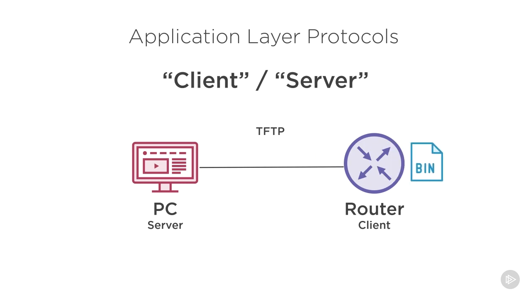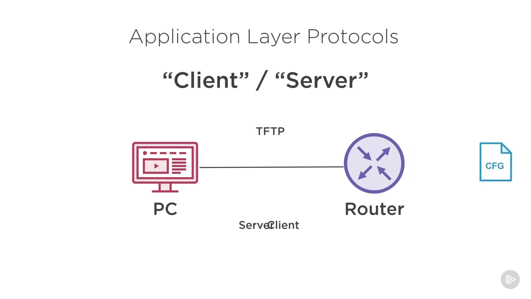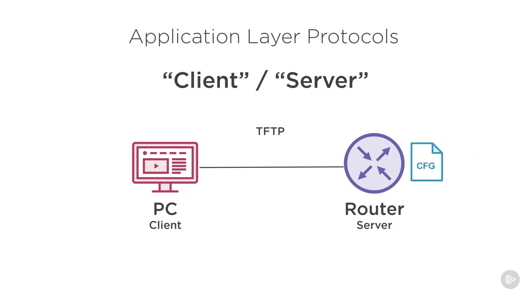For a different purpose, though, we can actually use TFTP in the reverse direction and switch the roles of the client and the server. So here, let's say that there is some configuration file in the router, like the startup config file or the running config file, and we want to grab that file off the router and transfer it to the PC for backup. Well, in this case now, the router is acting as the TFTP server, the PC is acting as the TFTP client, and we send the file from the router to the PC.